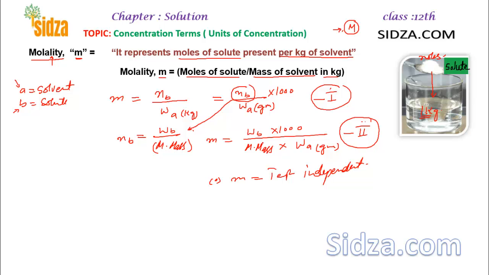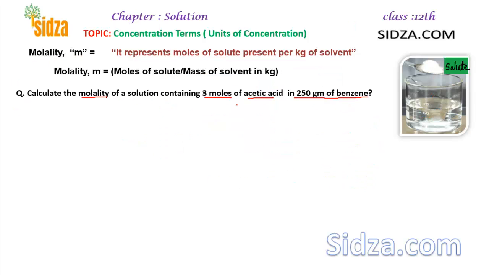No doubt, you can use the other equation also, but you have to change the moles into weight first, or if you are given the weight, you can also convert it into moles. So you can use any of them, but the first one looks like a simpler method, right? So here the molality will be equal to the number of moles of solute, that is n_B, divided by the weight of solvent in grams, times 1000. So number of moles is 3, times 1000, divided by the weight of solvent, 250.